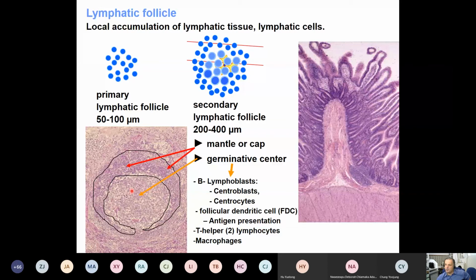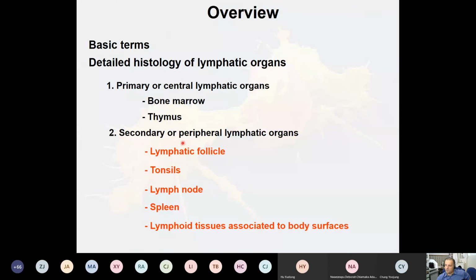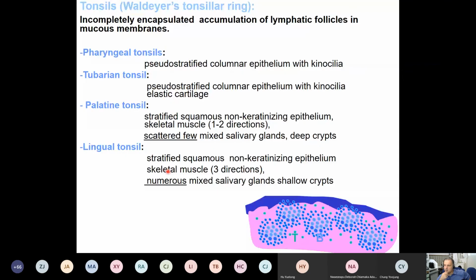Okay, this is what I wanted to tell you about the lymphatic follicle, and let's go on with the tonsils, and you will understand why I started with the lymphatic follicle. Because if you want to define the tonsils histologically, they are made up of lymphatic follicles. So they are structures which are formed by the accumulation of lymphatic follicles. And these lymphatic follicles are found in the mucous membranes.